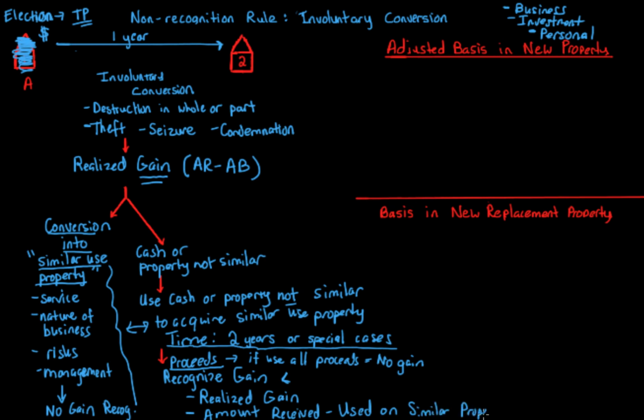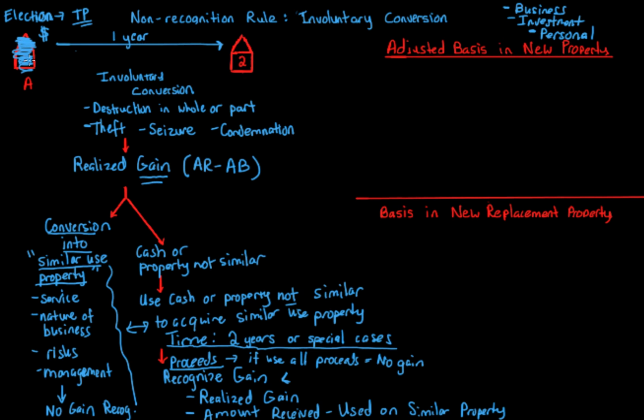So I want to do a few quick examples. Let's say that A's property is worth $500,000. It's destroyed. It's insured for that amount. So let's say that A gets $450,000, so let's say it's a $50,000 deductible. So A gets $450,000. A turns around and buys house number 2. This was house 1, fully destroyed, for $450,000. And A does it within a year.